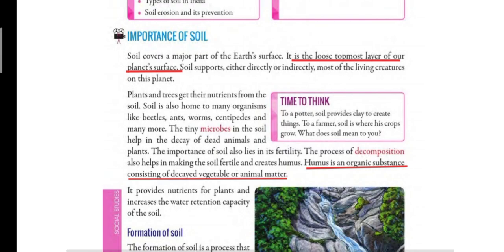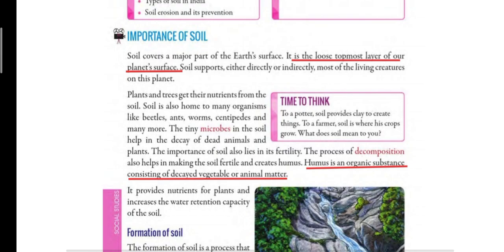So humus provides two things. It provides nutrients for the plants, and second, it increases the water retention capacity. Water retention means the water holding capacity of the soil. So when humus is present in the soil, it will hold the water in a better way, and that water will be taken by the plants through their roots, and then the plants and the crops will grow bigger in size.